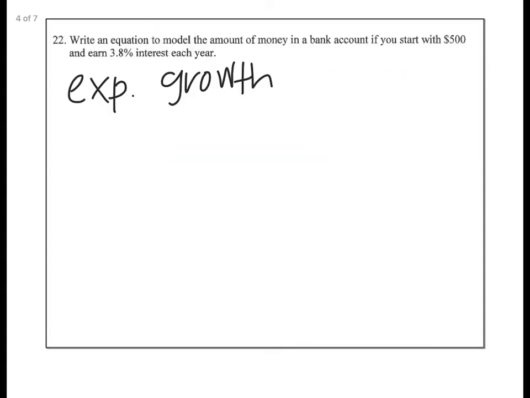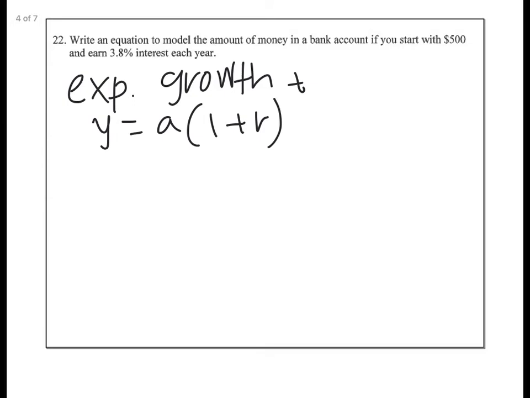So 22 says write an equation to model the amount of money in a bank account if you start with $500 and earn 3.8% interest each year. So keyword here is you are earning interest every single year. So we know this has to be a form of exponential growth because we are making money, we are earning interest. So general format for that is y is equal to a times 1 plus r. Remember, we're earning that interest, so we're adding it on to the power of t.